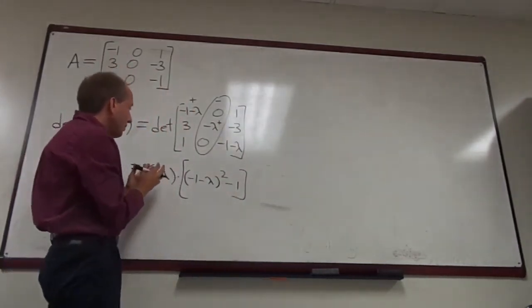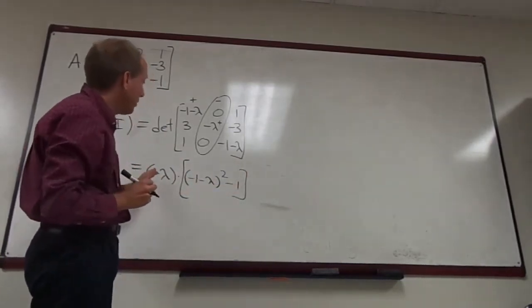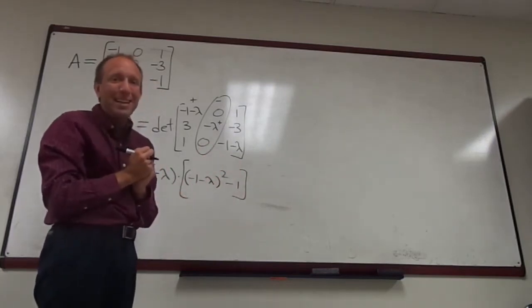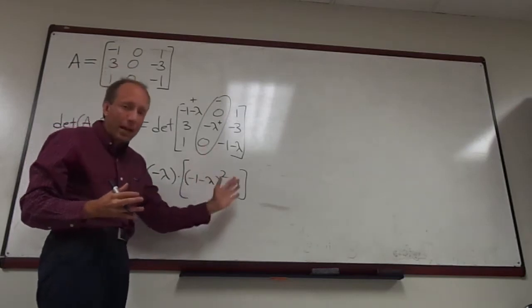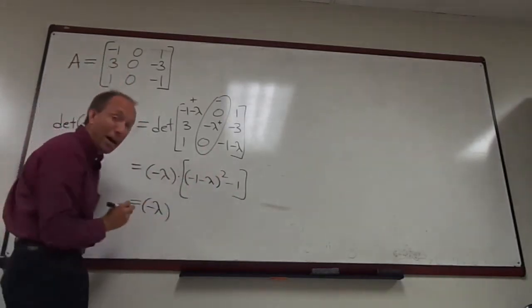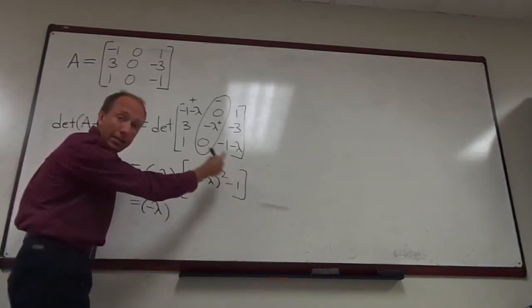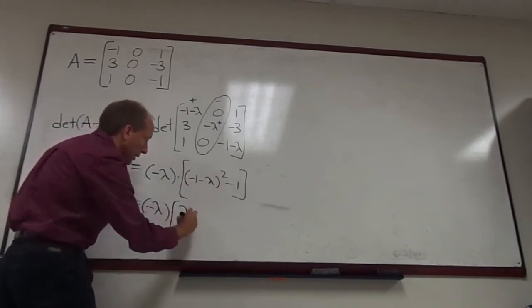Now, you do not necessarily want to multiply this all out, because that would give you a third degree or cubic polynomial, and those are harder to factor. You really want to get this thing in factored form. So you've already got minus lambda factored out, and that's perfectly good. Inside of these brackets here on the right, we can actually expand it and get a quadratic.